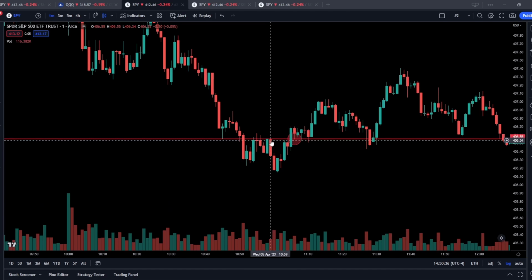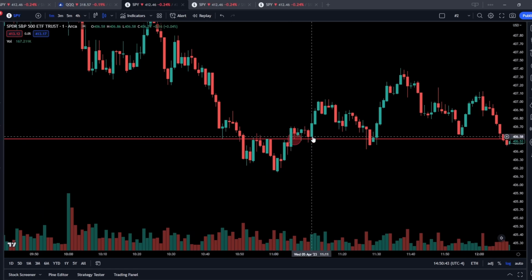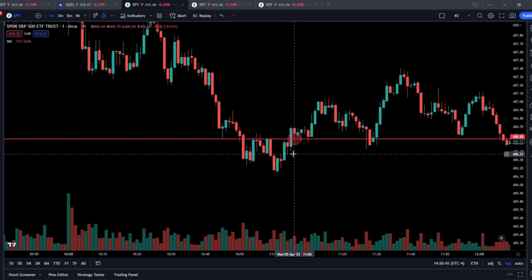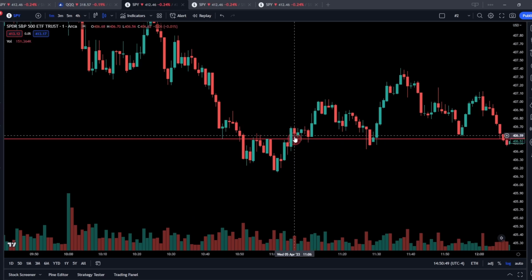I put them on the bodies right here and some of these wicks. The most recent resistance level. I want to see a push through and then a retest. What I do see here is a push and a retest with one candle. This is not a trade I would take for calls.